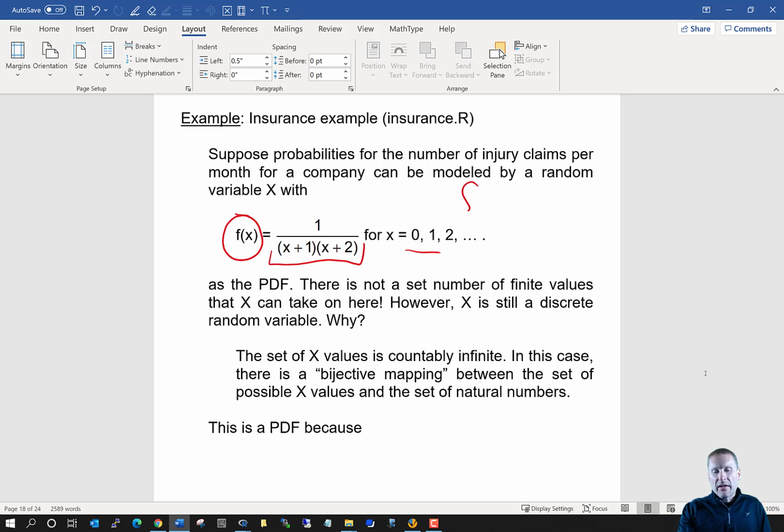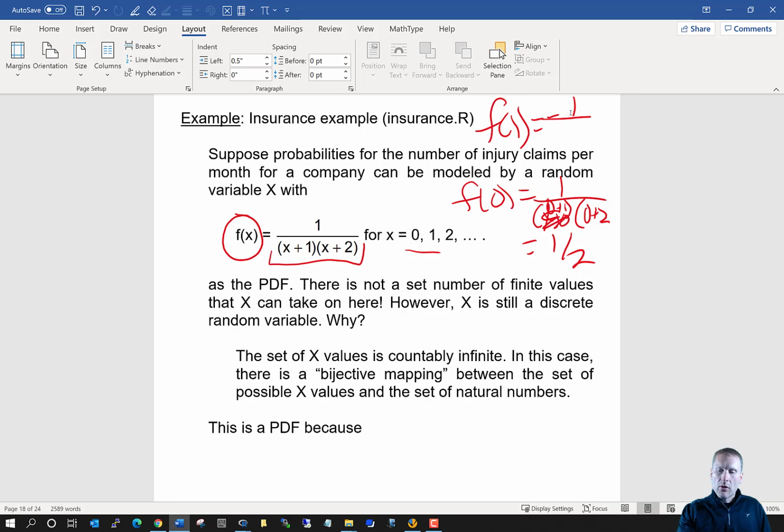And so if I'm interested in, let's say, f of 0, how would I find that? Well, take 1 over 0 plus 1 times 0 plus 2. We get 1/2. So the probability of no claims is 0.5. The probability of one claim, f of 1, will be 1 over 1 plus 1 times 1 plus 2, which ends up being 1/6. Is that right? 3, 2, yep, 1/6.